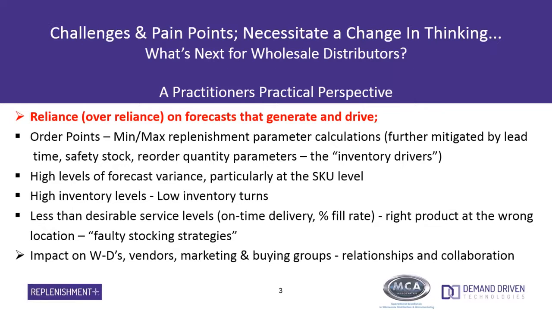We all know forecasts are subject to variance, particularly at the stock keeping unit level, the SKU level, and I suspect that many of us may have learned that, frankly, the hard way. So we experience, as a result, high inventory levels, low inventory turns, less than desirable service levels, product at the wrong location, what we might conclude are faulty stocking strategies.